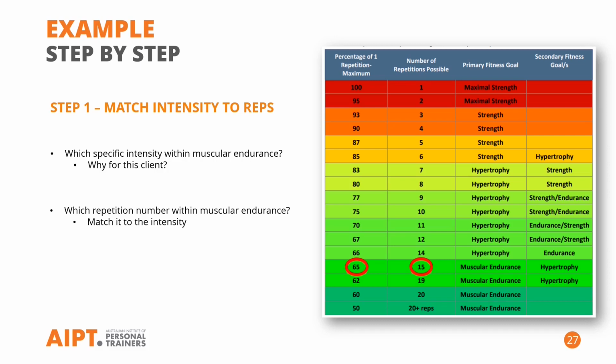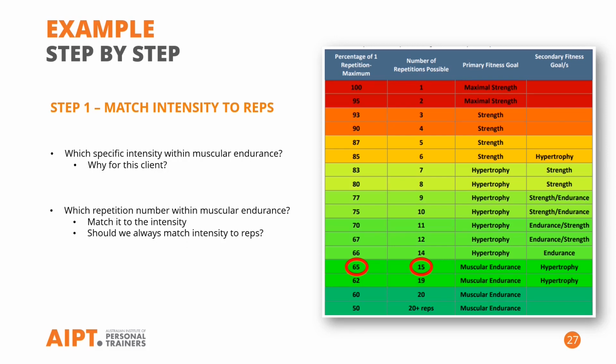Now, why we didn't choose a different intensity number, like a lower number such as 50% 1RM, is because if you look at the number of repetitions possible at 50%, it's 20 plus. So we're actually going to spend a lot of time doing each set if we're doing 20 or more repetitions. So that's going to eat up into how much we can actually do within the session. So the benefit of choosing a slightly higher intensity here at 65 means we don't have to do as many repetitions to achieve the improvements we're looking for.